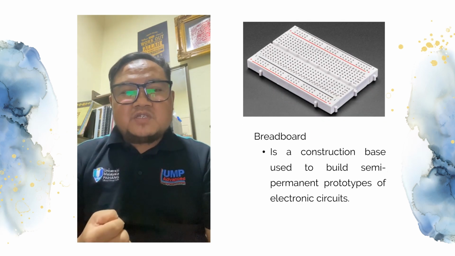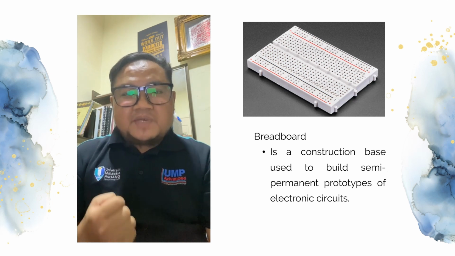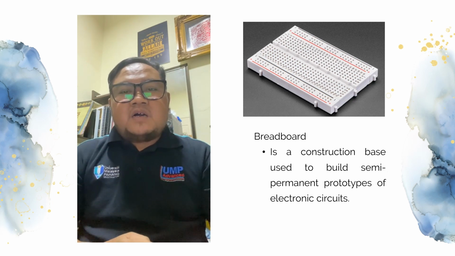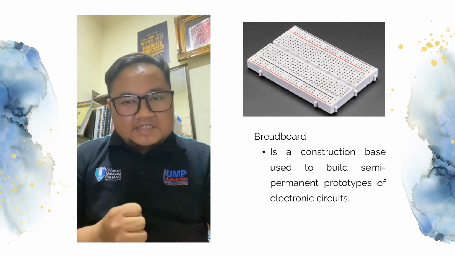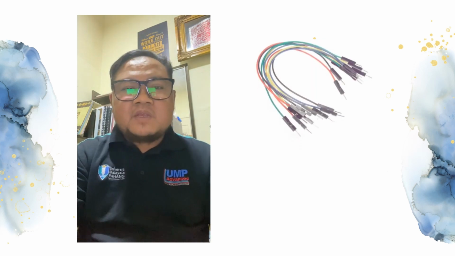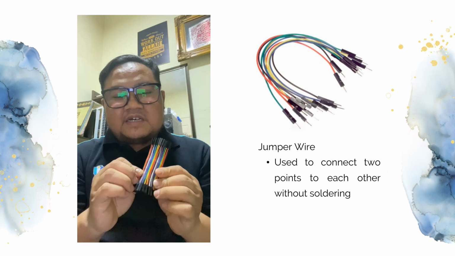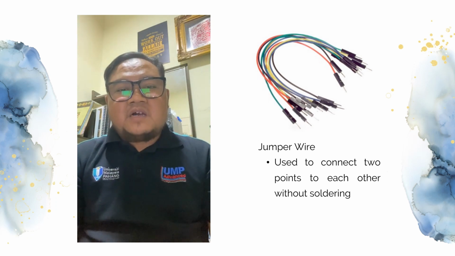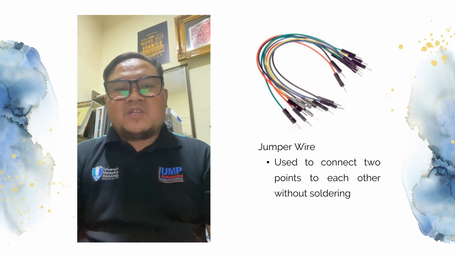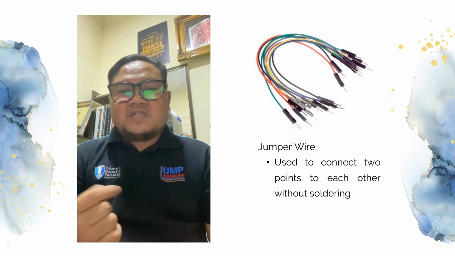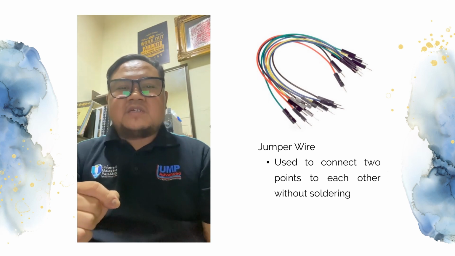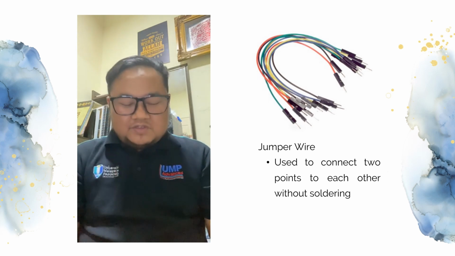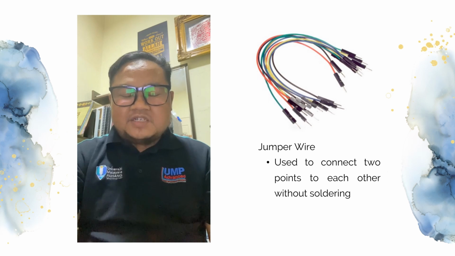The breadboard is used as the construction base, the platform used to build a semi-permanent prototype of electronic circuits like this project. And we are also using a jumper wire like this. This jumper wire is used to connect two points, like connecting the sensor to the controller inside the breadboard. We also use this for support for connection.